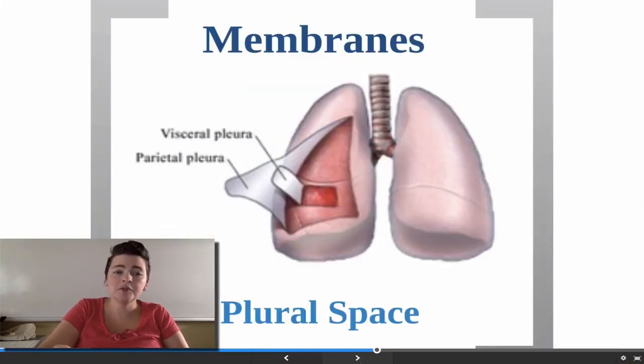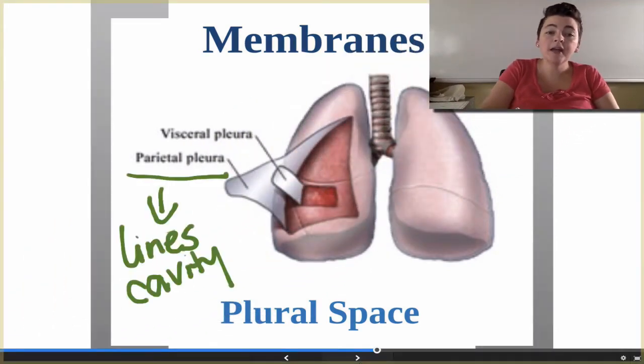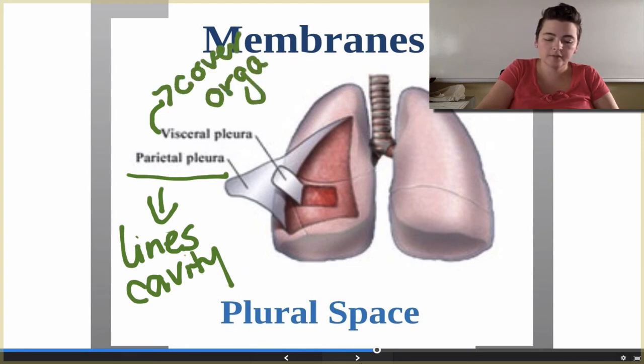We have 2 general membranes throughout the body. We have a membrane that covers the organ itself, and then we have the membrane that covers the cavity. The membrane covering the cavity is the parietal membrane. Pleura is another name for membrane. And then we have the visceral membrane. Visceral means gut. So visceral is going to be anything that's touching the organ. So it's going to cover the organ itself. The space in between the parietal and the visceral is called the pleural space.